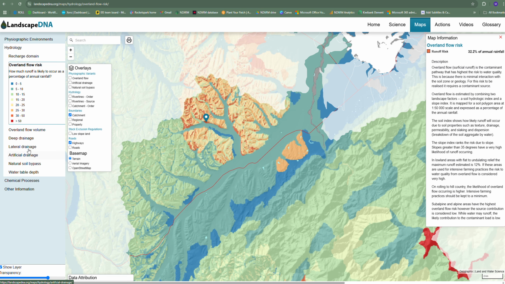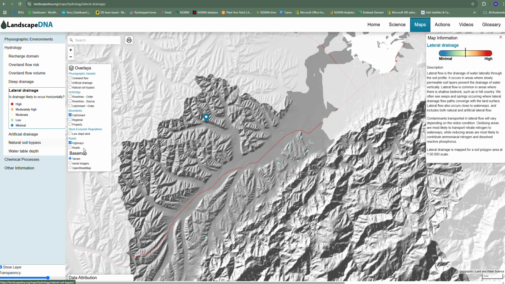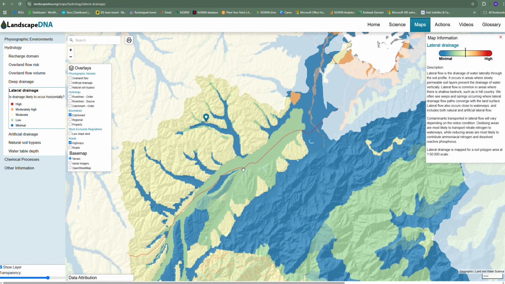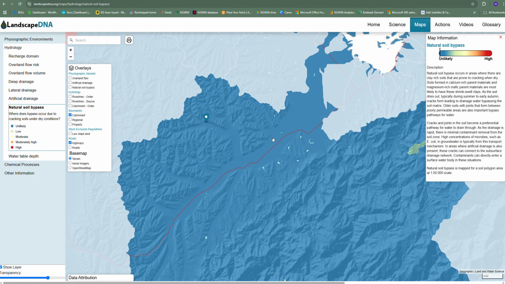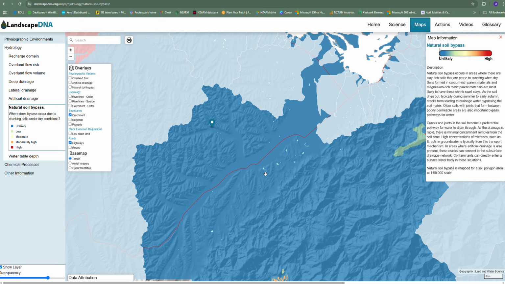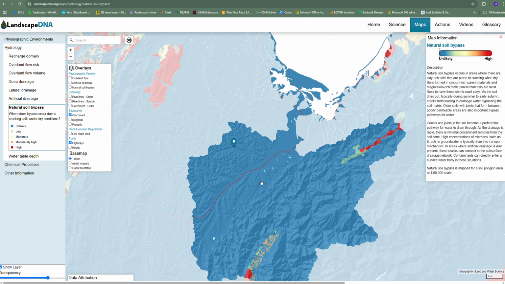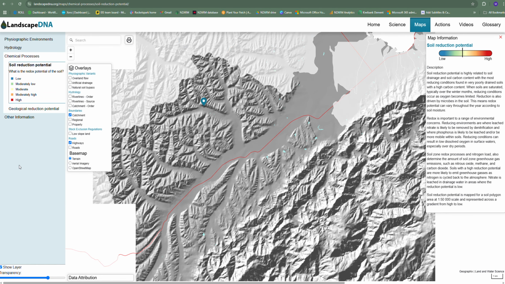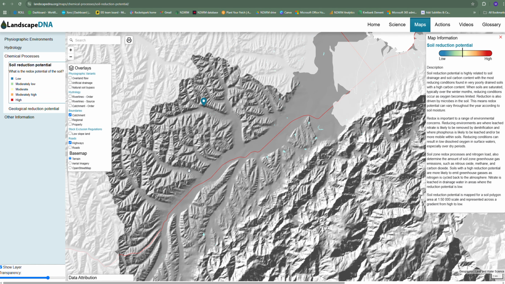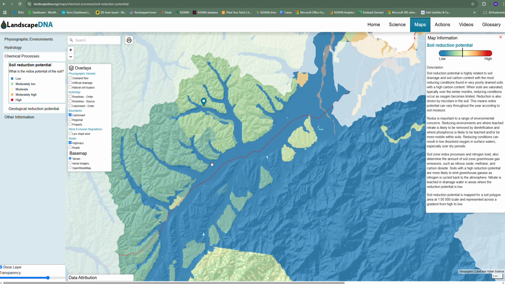A whole bunch of things you can look at here as well to go into more depth, I suppose, around hydrology. Things like lateral drainage, natural soil bypass is another good one. Once it loads, you can see this is very unlikely to bypass. Chemical processes, this will be quite an interesting one. So obviously the land and soil operate differently together, and we've got the soil reduction potential, which means a lot of things sort of chemically.